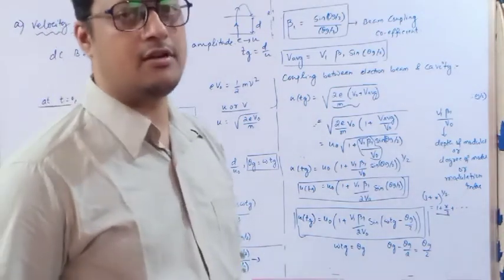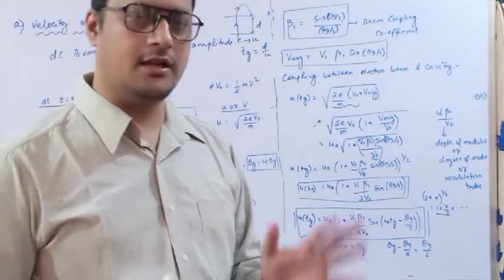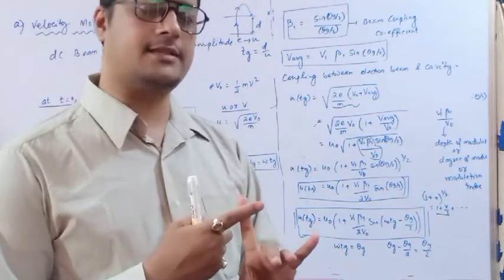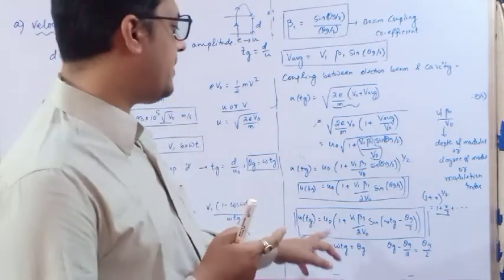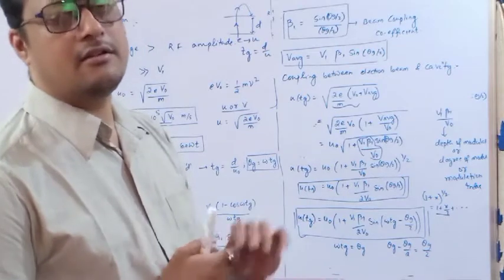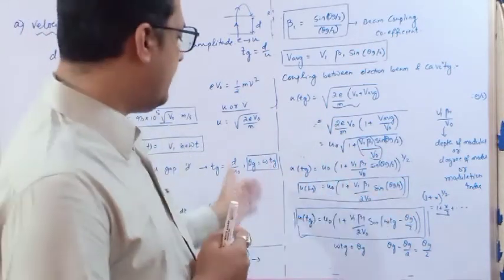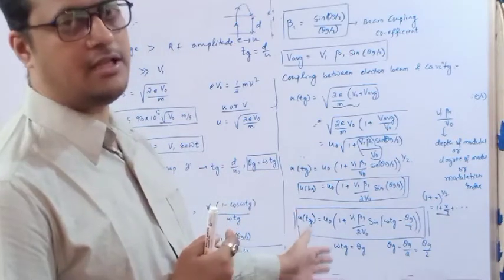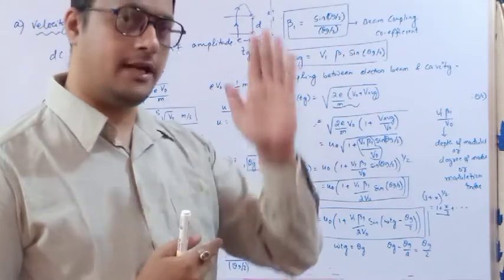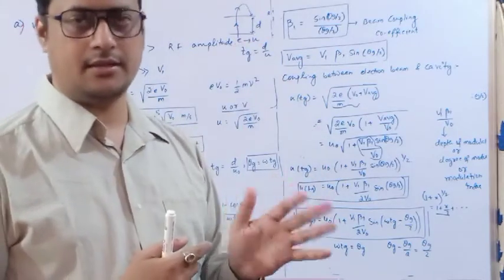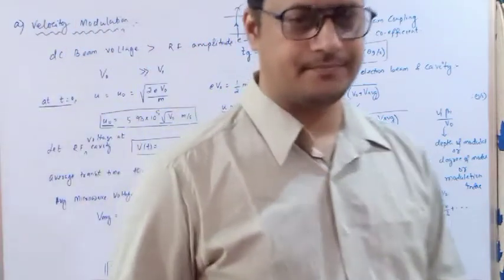So this is my velocity modulation. Velocity modulation with respect to what? With respect to potential. Whose potential? First is the DC beam voltage, second the RF voltage. Done. So this is with respect to the gap time period, and this is the velocity that the electron encounters when it is crossing through that cavity gap. Done. Next we will discuss the transit time.